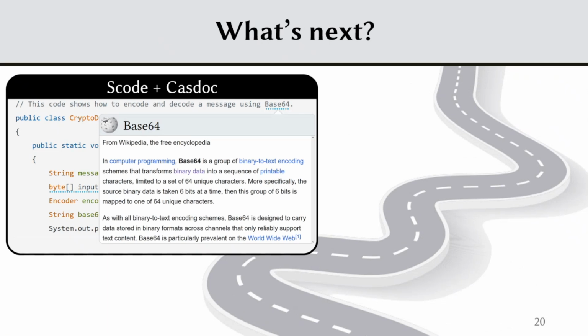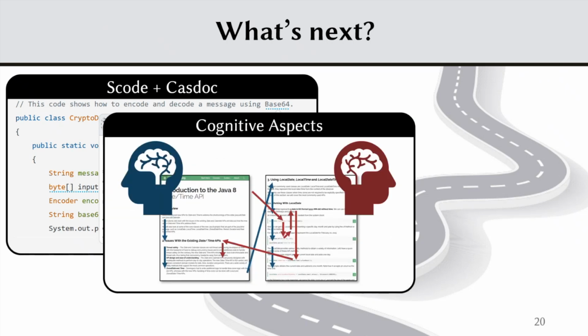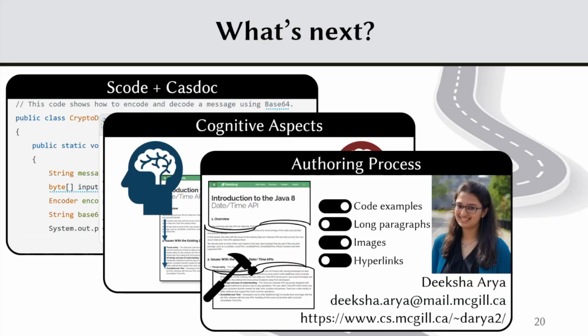One obvious answer would be to merge Casdoc and Scode. So it would be nice to be able to automatically generate some of those annotations based on Wikipedia using the concepts that Scode finds. I'm also interested in the cognitive aspect. So I started the presentation presenting 2 ways to navigate some tutorial documentation. Can we infer which way one person will use based on cognitive aspects like psychometric tests?